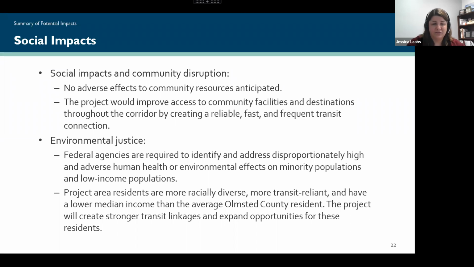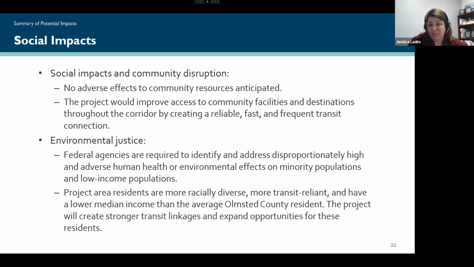Okay, so we kind of talked more about some of the physical impacts of the project. Now we'll talk about some more on the social side. So we are required to look at how the project might impact or disrupt the community itself and specific features of the community. We also take a look at what community facilities or resources exist in the corridor and if we're having any impacts to those facilities. So the assessment thus far doesn't show any adverse effects to community resources.